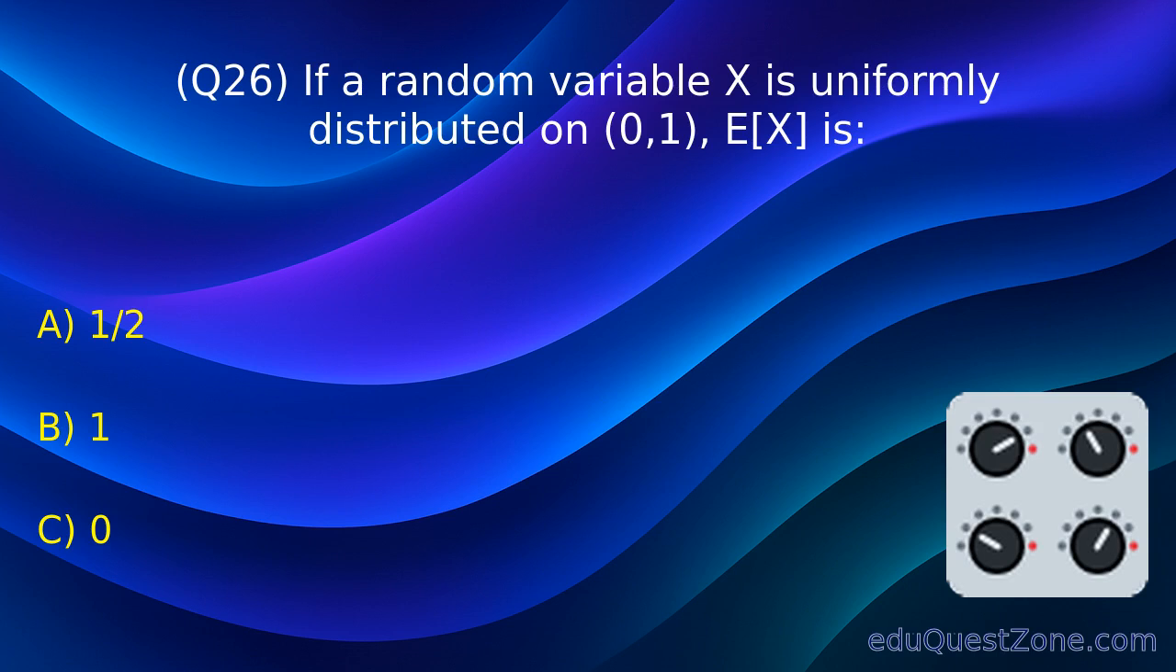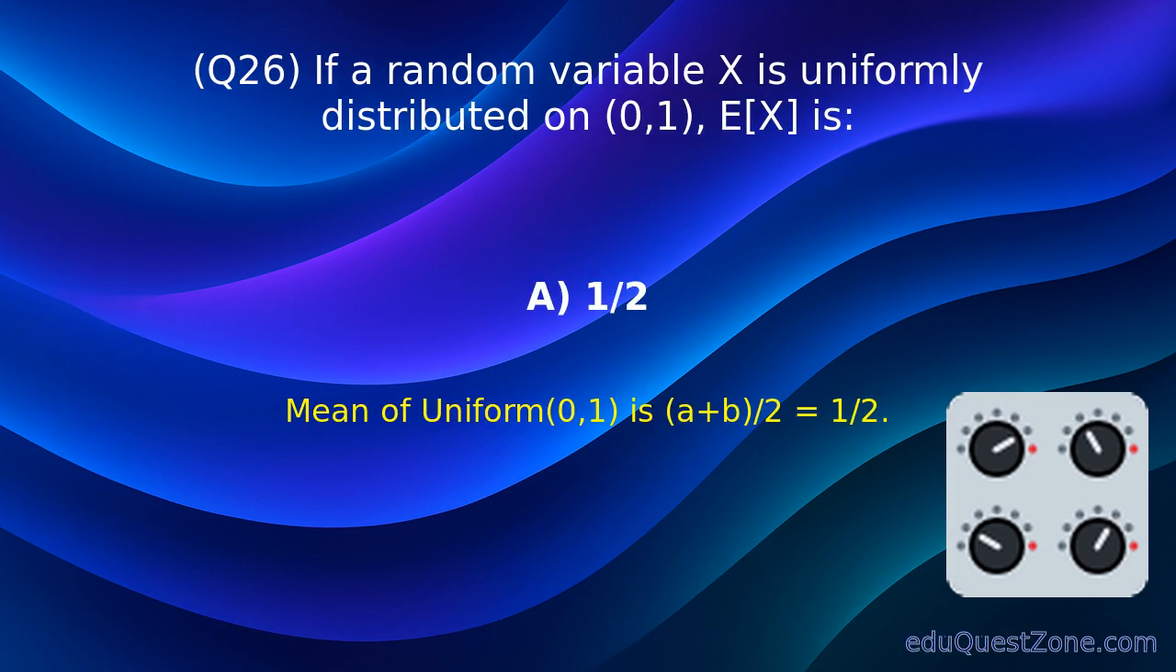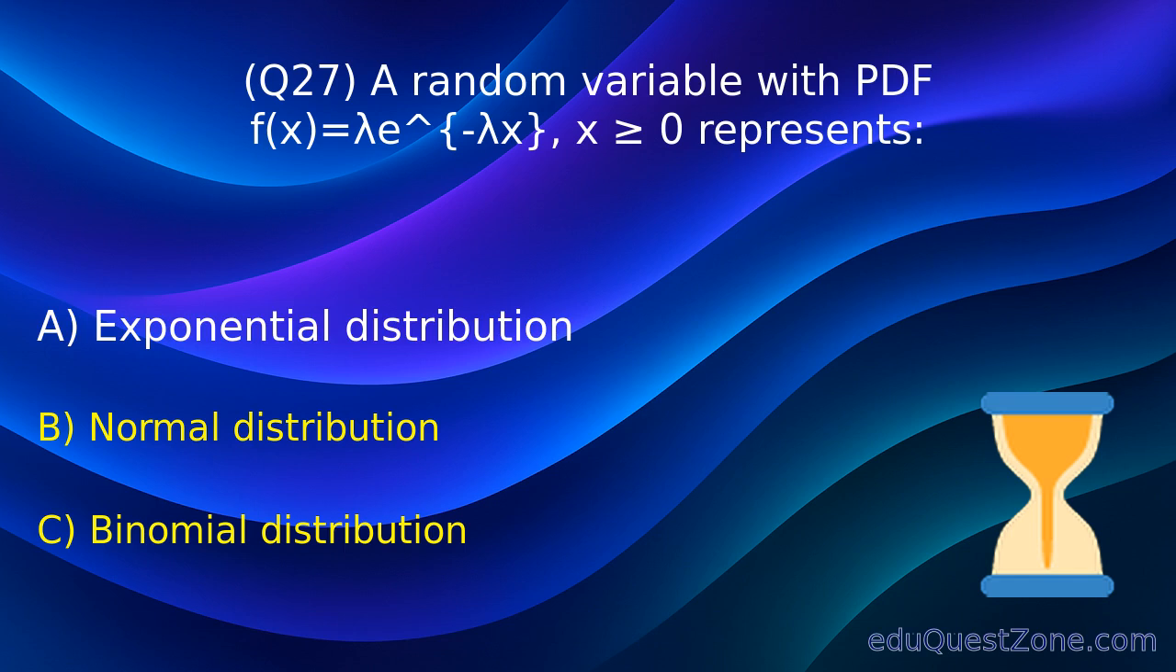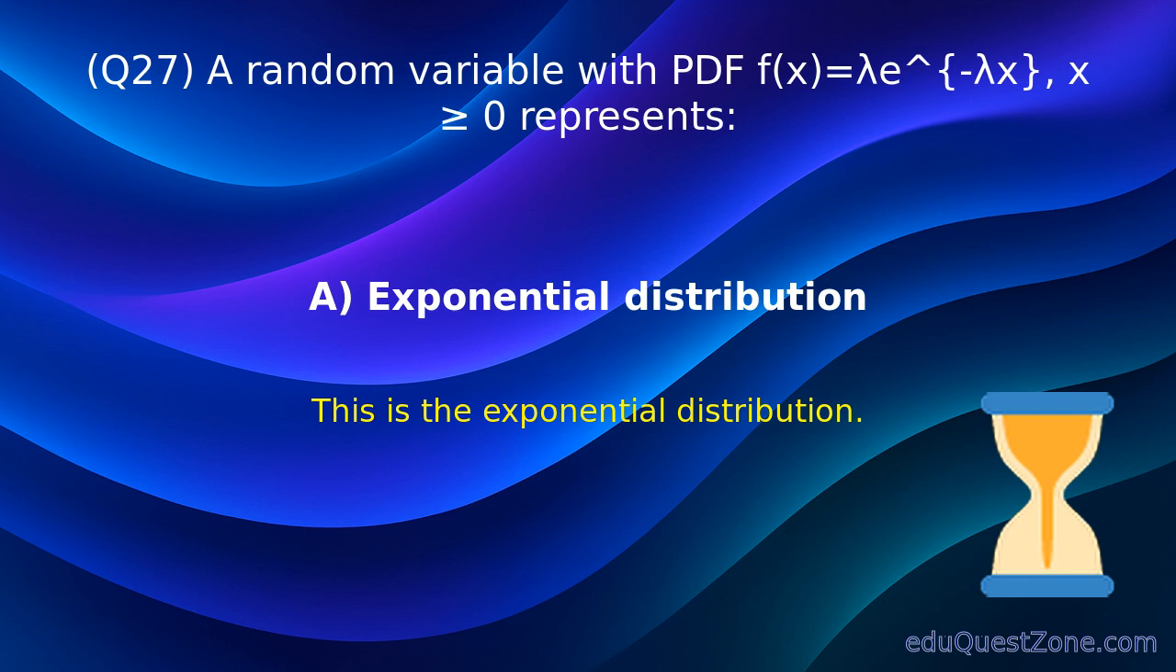Question 26. If random variable X is uniform on (0,1), what is expectation of X? Option A: 1 by 2. Uniform (0,1) has mean 1 by 2. Question 27. A random variable with PDF lambda e to the power minus lambda x for x greater than or equal to 0 represents what distribution? Option A: exponential distribution. This is exponential distribution.